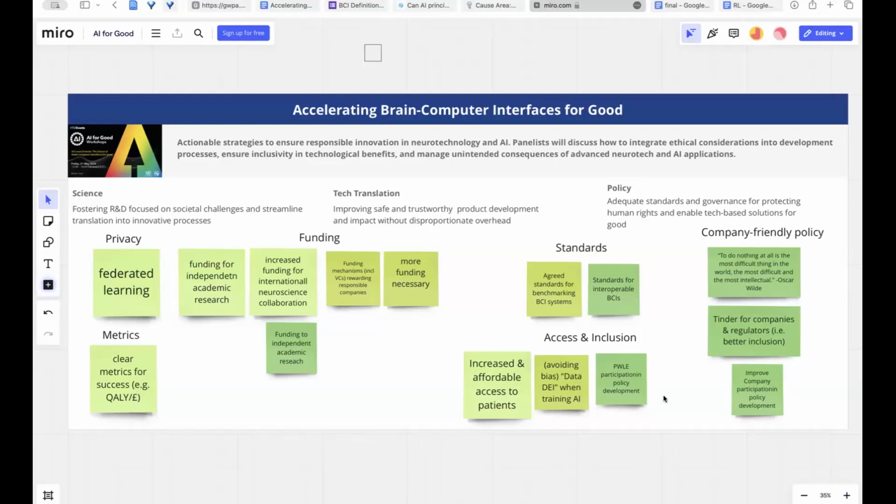So there are many aspects. It's a Tinder for companies and regulators. I'm not sure if Tinder is the best model, but I think we need platforms and these tools. We think about technical tools, for instance, decoding the brain or measuring the brain. I think we also need better technical tools for implementing governance and responsible practices.